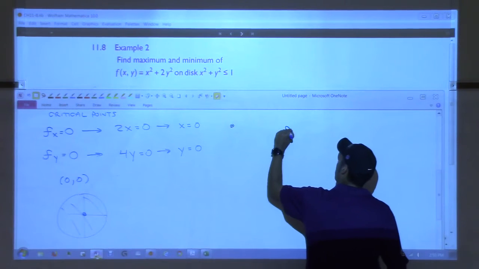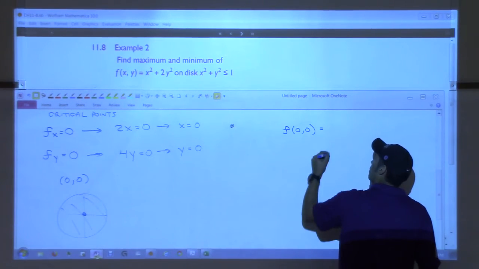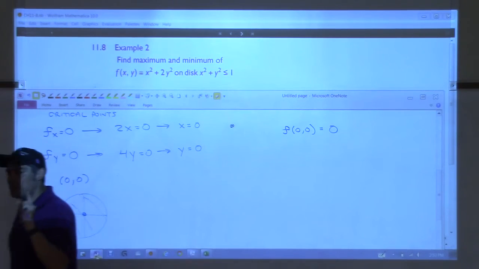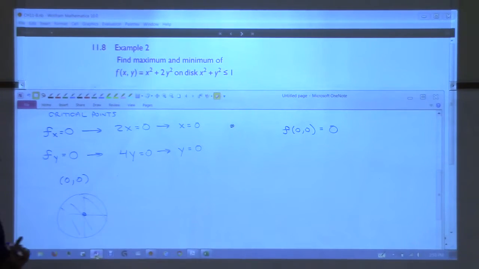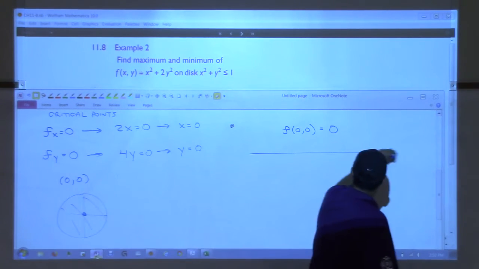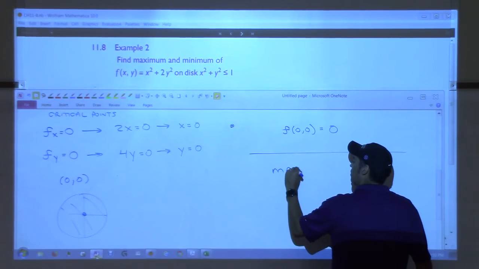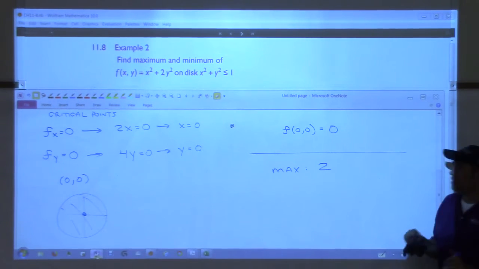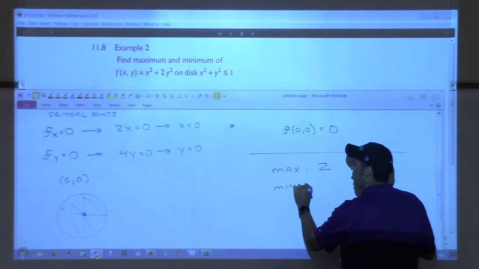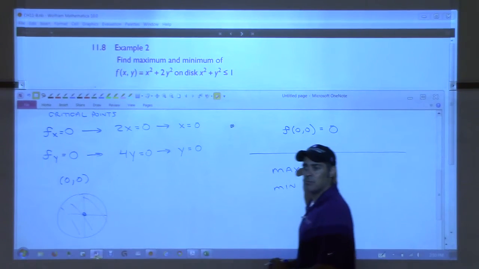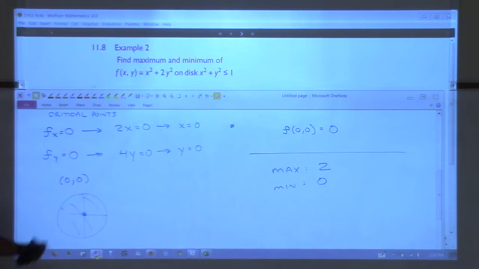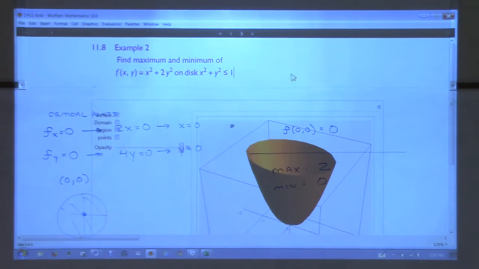F of (0, 0) is 0. So now this problem has a different answer than the previous problem. The max of this function is 2, and that happened at 2 different places. But the minimum value of this function is 0, and that happens at this point, (0, 0).